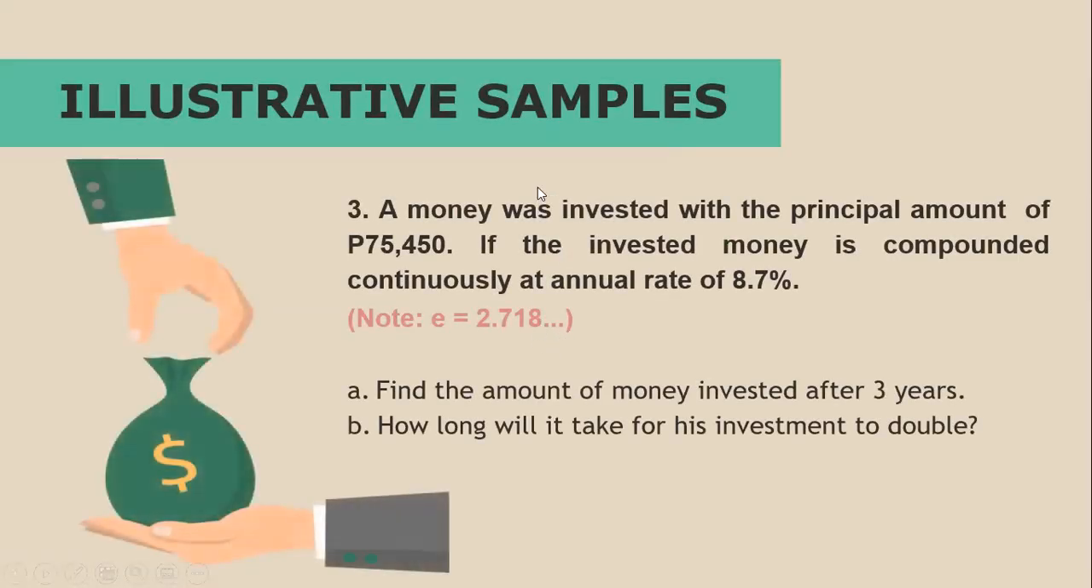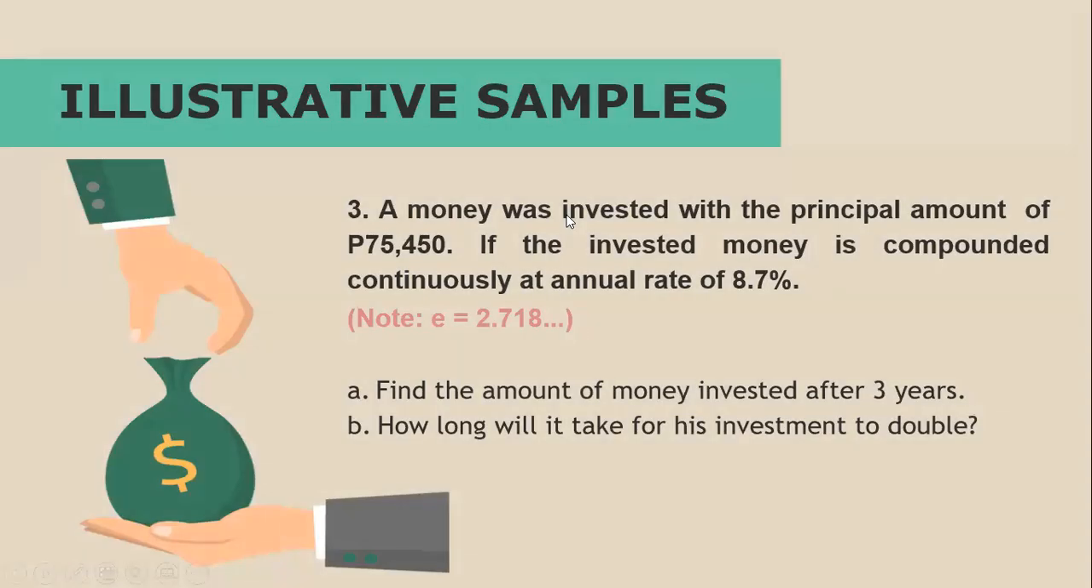Next, we have, ayan. Pag-uusapan naman natin is about money investment. So number 3, a money was invested with the principal amount of 75,450 pesos. If the invested money is compounded continuously at annual rate of 8.7%. Letter A, find the amount of money invested after 3 years. So magkano na daw yung magiging pera niya after 3 years? And letter B, how long will it take for his investment to double?